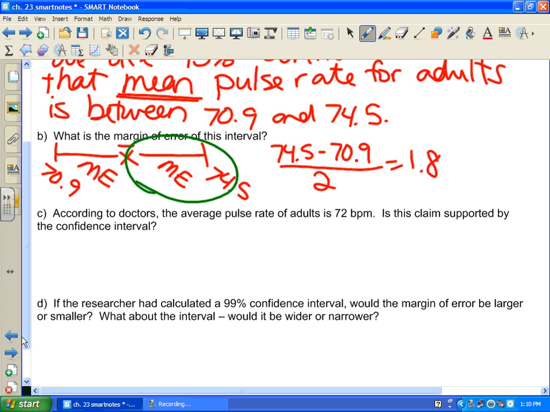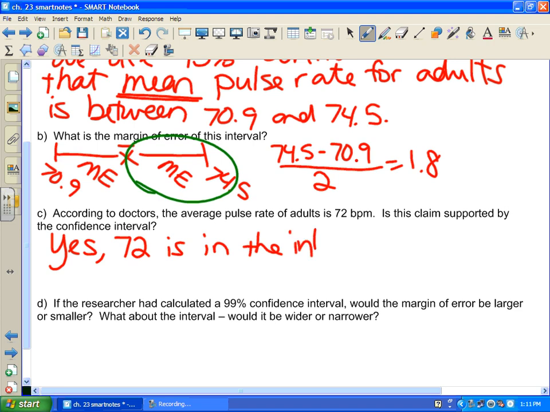Okay, according to doctors, I love how specific this question is, the average pulse rate of adults is 72 beats per minute. Is this supported by the confidence interval? So doctors say that adults should have a pulse rate of 72. Is that what our confidence interval suggests? Yes. Why? Or how do we know? Yeah, it's just inside the interval. Yes, 72 is in the interval.